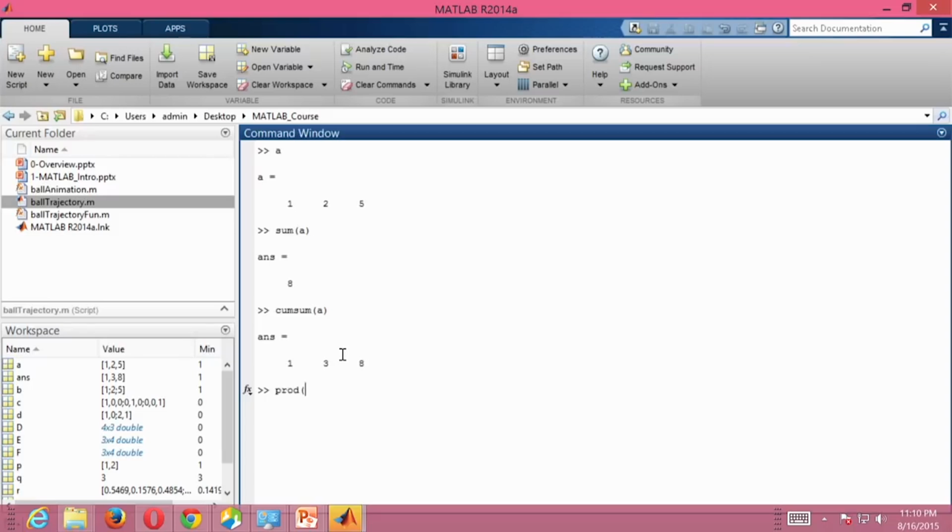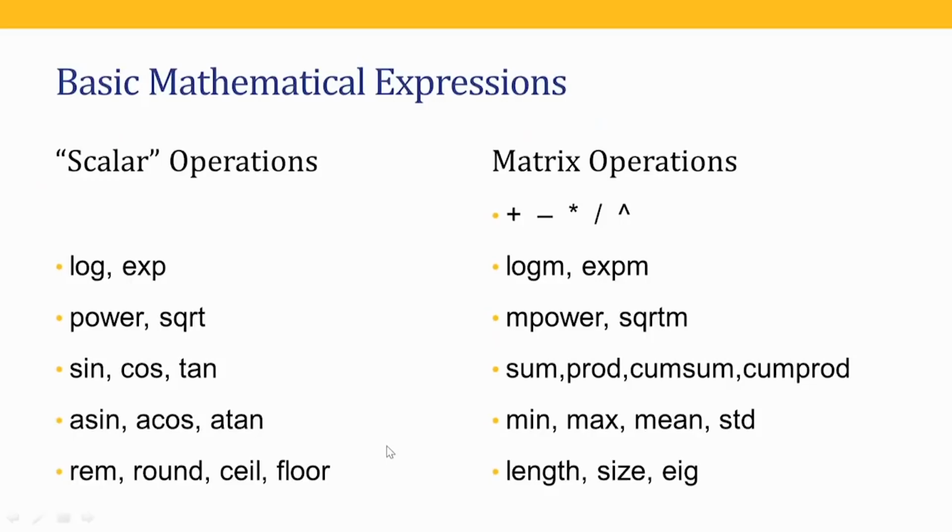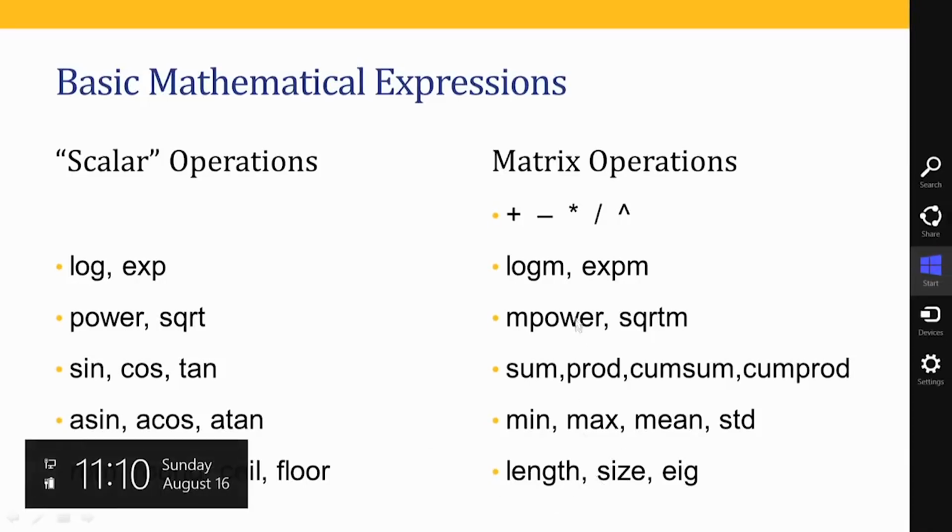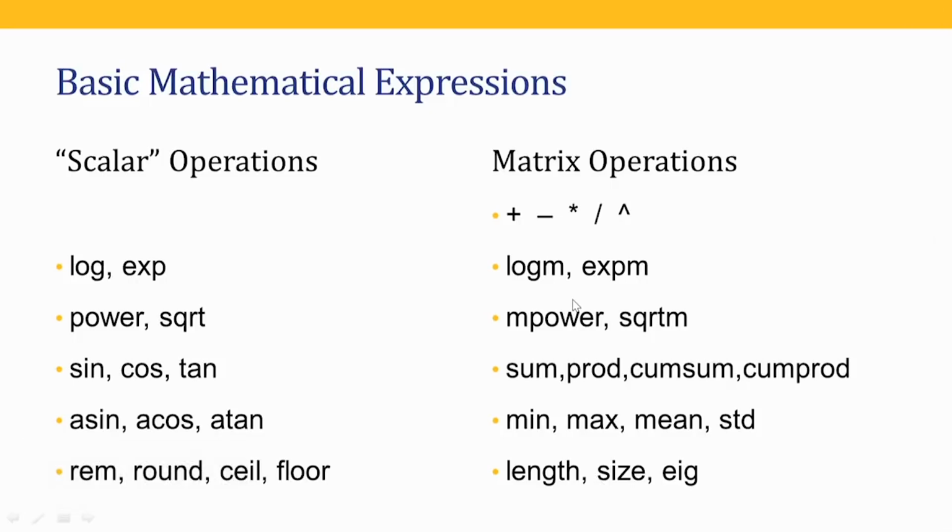Likewise, we have prod. Prod is just the multiplication of all the elements of A, and cumprod is the multiplication of all the elements until that particular point. So, cumprod of A is 1, then 1 multiplied by 2, and then 1 multiplied by 2 multiplied by 5, and this is the result that we get. Okay. This command size we have already seen. Length is the length of a particular array. So, if we have a 5 by 1 array and we give the command length, it will return the value of 5. Again, these are things that you should try out in MATLAB.